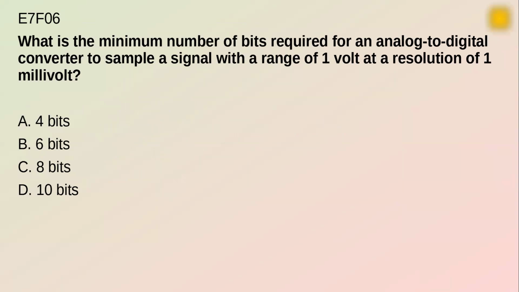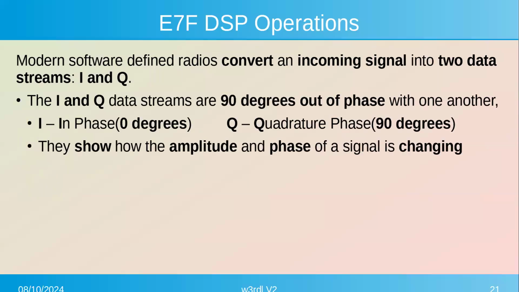What's the minimum number of bits required for an analog to digital converter to sample a signal with a range of 1 volt at a resolution of 1 millivolt? In bits.